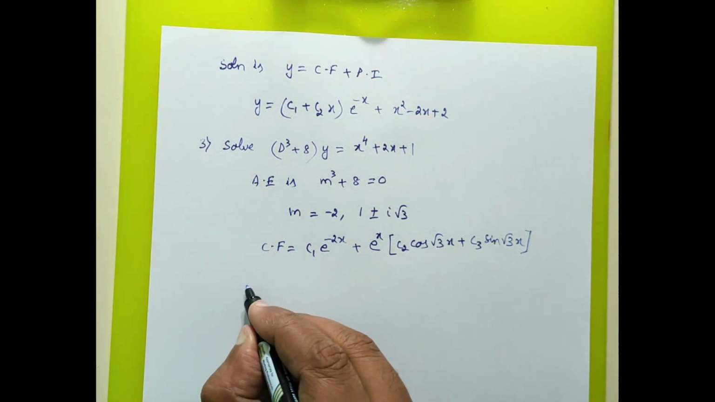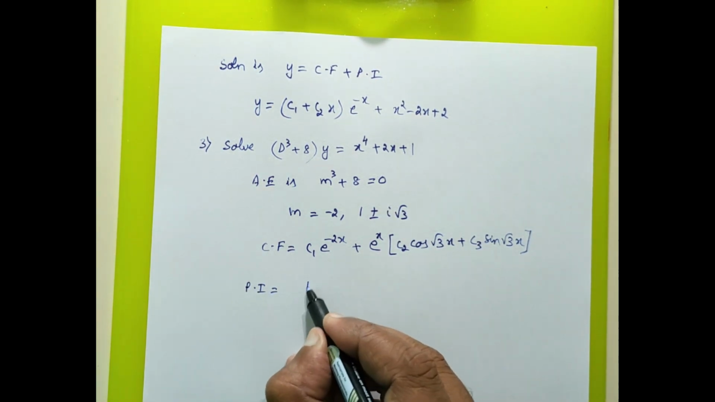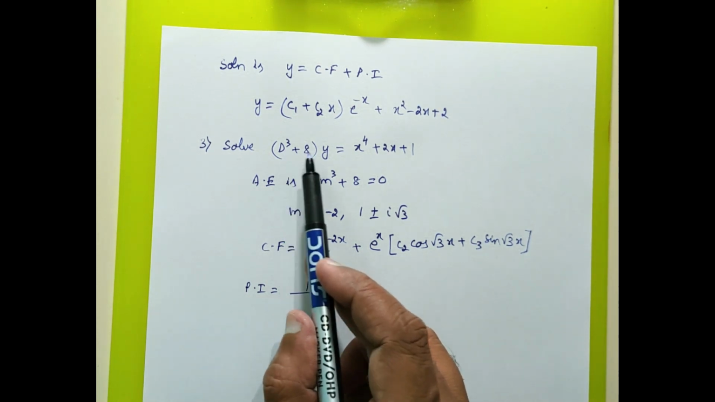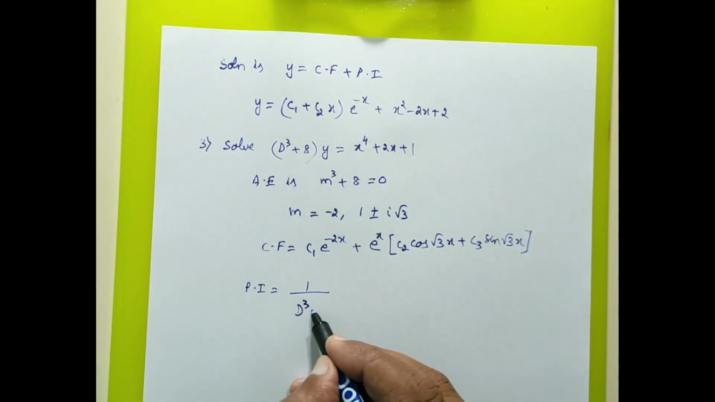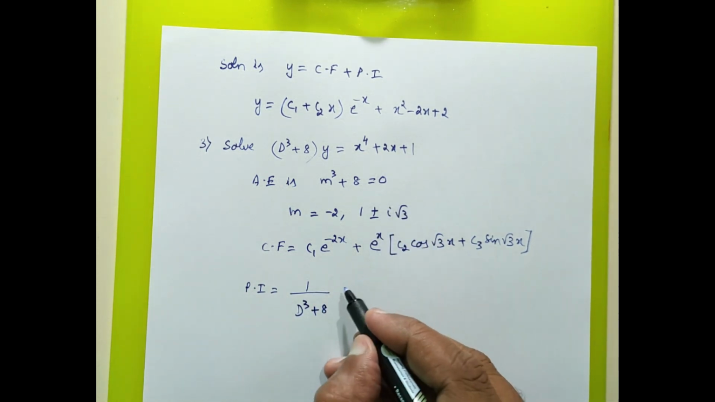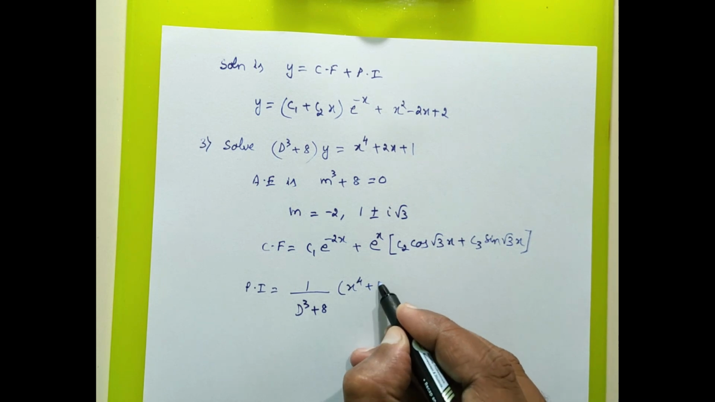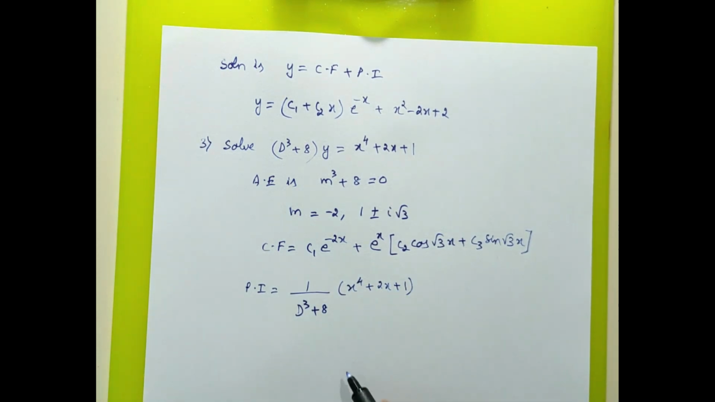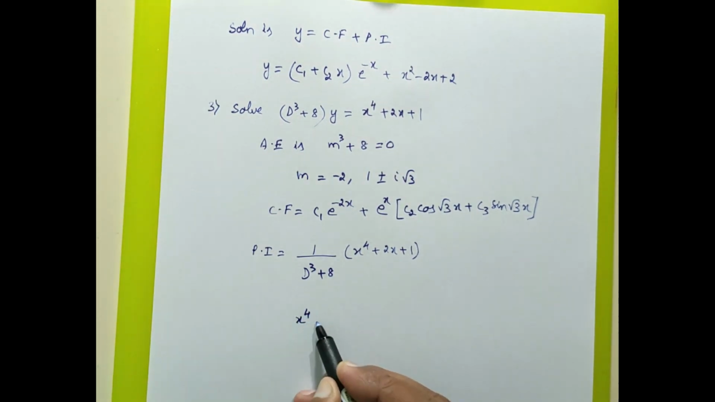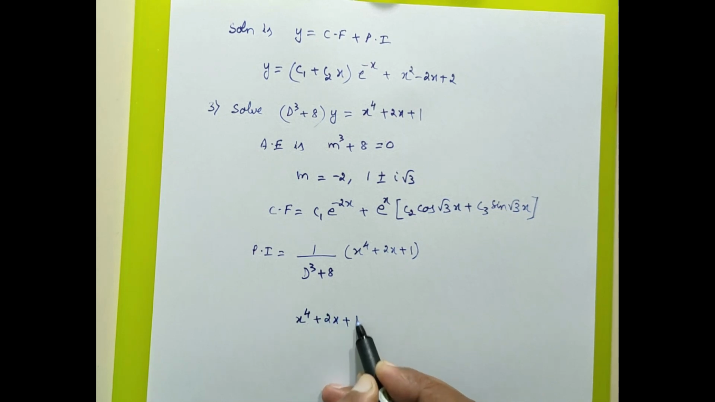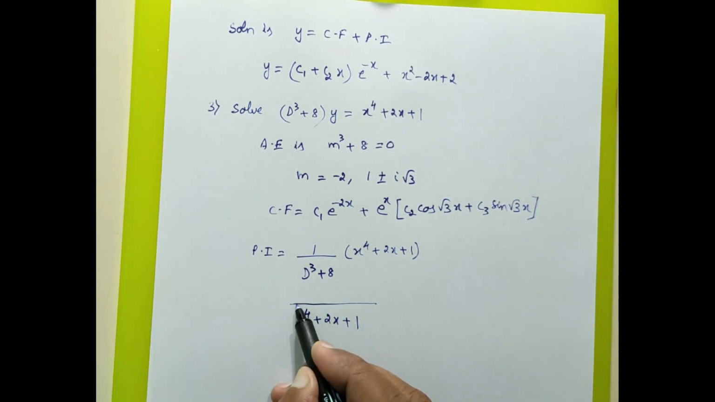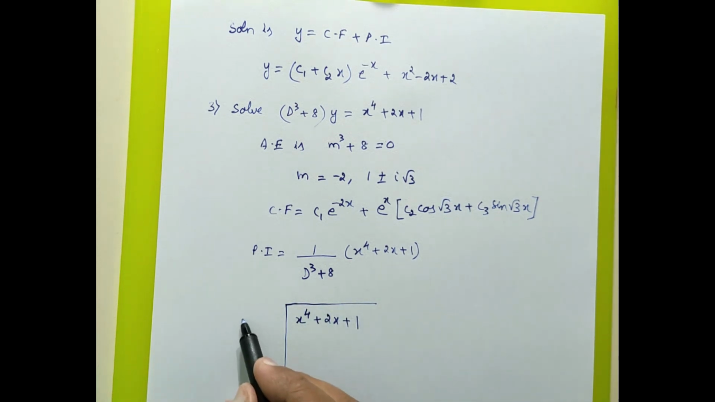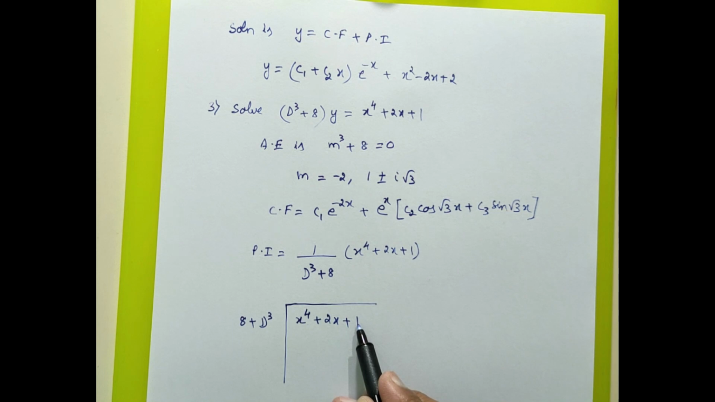Then let us go for the particular integral. The particular integral will be 1 by the operator D^3 + 8, applied to the right hand side value, that is x^4 + 2x + 1. That is a polynomial function, therefore you have to use the division method. So you have x^4 + 2x + 1. Here we'll write 8 + D^3. This will be in the increasing powers of D, and this will be in the decreasing powers of x.